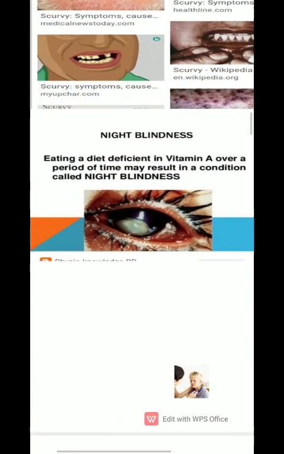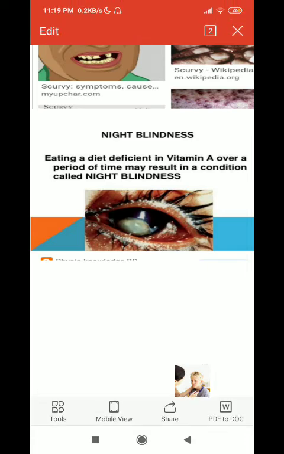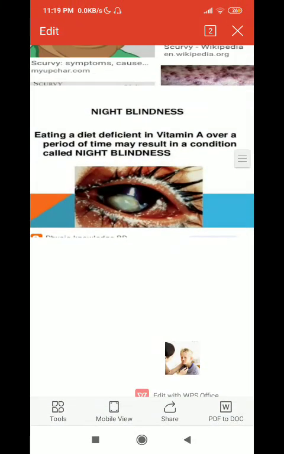Now the next disease is caused due to the deficiency of vitamin A, and the deficiency of vitamin A causes night blindness. Eating a diet deficient in vitamin A over a period of time may result in a condition called night blindness. It is a type of vision impairment also known as nyctalopia. People with night blindness experience poor vision at night or in dimly lit environments. Although the term night blindness implies that we can't see at night, that is not the case.